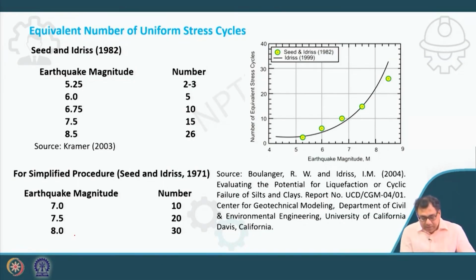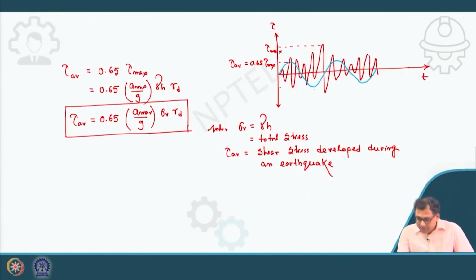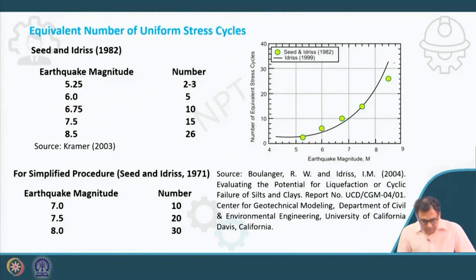Now for the simplified procedure, it is mentioned that for earthquake magnitude 7, the number of uniform stress cycles is 10, for 7.5 it is 20, and for 8 it is 30. Uniform stress cycles means the number of cycles of this uniform loading. But later on it has been modified. This was given in 1971.